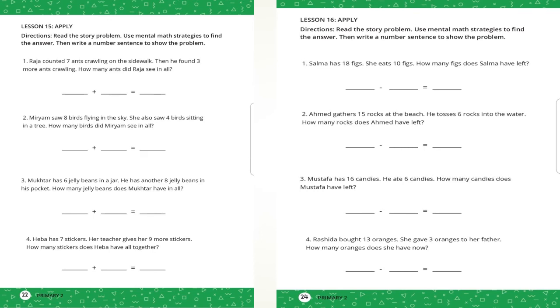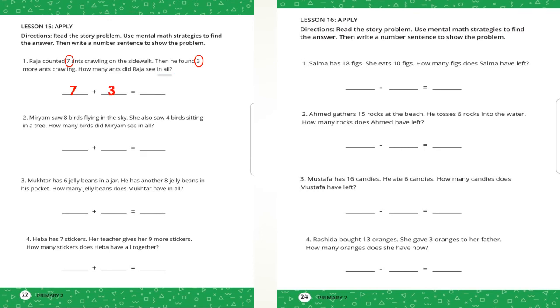Question number 1. Raja counted 7 ants crawling on the sidewalk. Then he found 3 more ants crawling. How many ants did Raja see in all? Circle the numbers 7 and 3 and underline the keyword. Here we have the keyword all. Is all a keyword for addition or subtraction? Sum, all together, total. It's an addition keyword, okay? So we will write 7 plus 3.